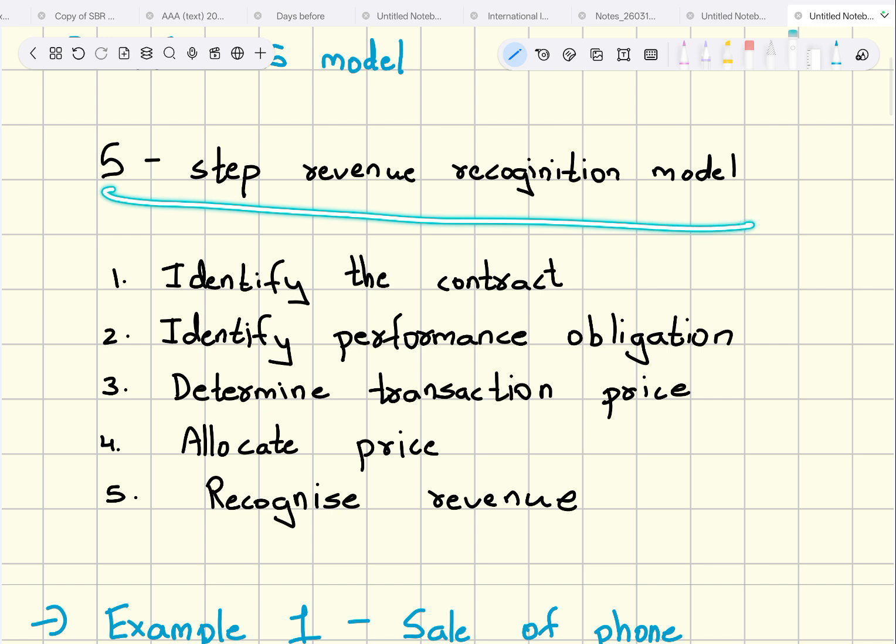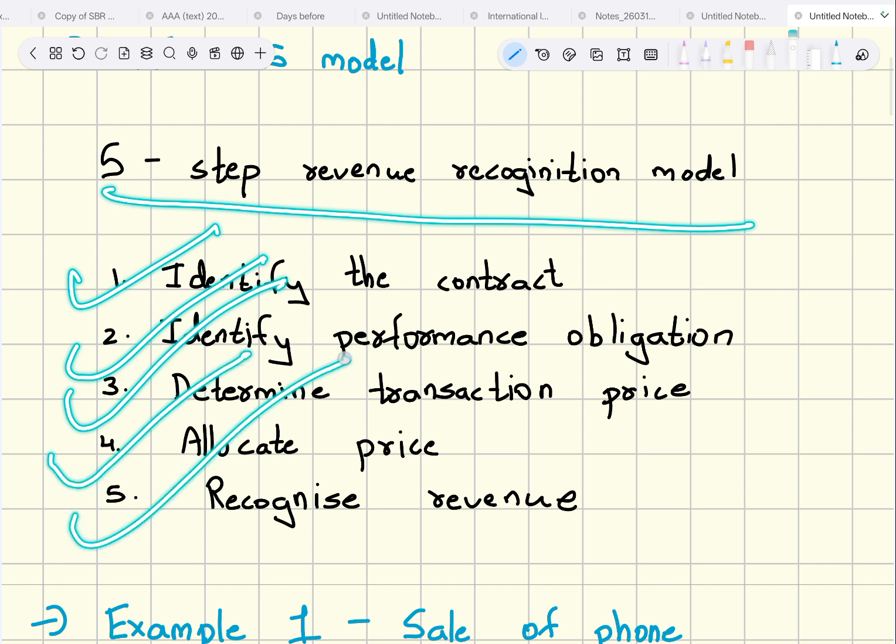The first step, identify the contract with the customer. The second step, identify the performance obligation. Third, determine the transaction price. Fourth, allocate the price to different obligations. And the fifth, recognize revenue when each obligation is satisfied.